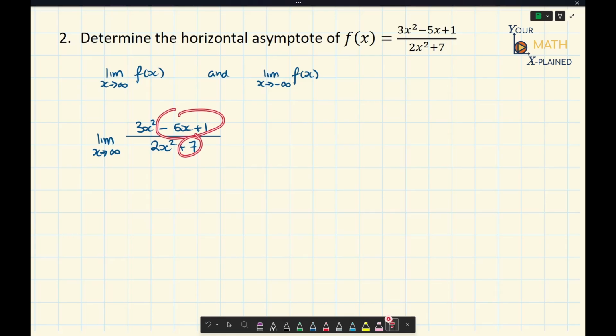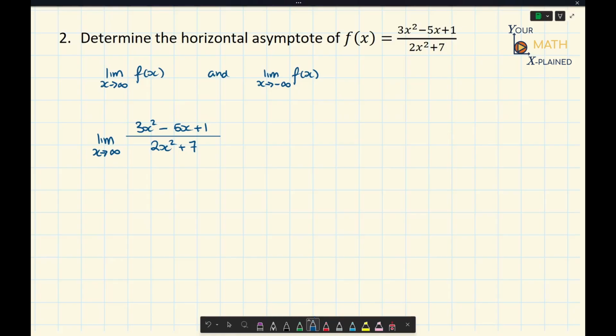Meaning that if you think about x being equal to, let's say, 1 million, then 3x squared is going to be 3 times a million squared. And if we subtract 5 times a million from that, it's not going to make much of a dent. So that means when x is approaching infinity, all we care about is the 3x squared over 2x squared. And that simplifies to 3 over 2. So that's how you would think about it intuitively.